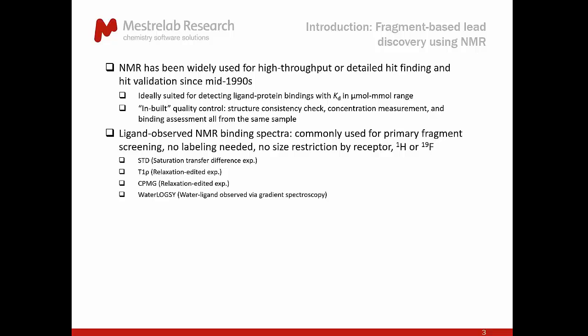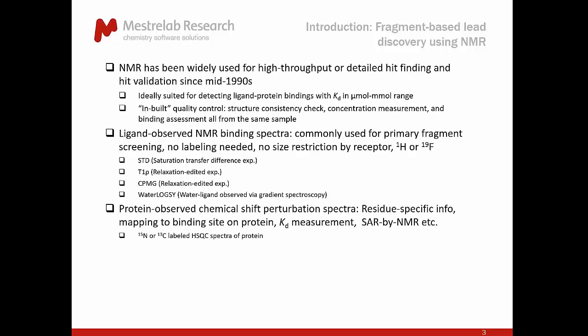Among the techniques, one of the major categories is the ligand observed NMR binding spectra, which are commonly used for primary fragment screening because it does not need isotope labeling. It's not limited by the size of the receptor, and you can observe proton or fluorine. So experiments like STD, T1rho, CPMG, and the others are quite commonly used for primary fragment screening.